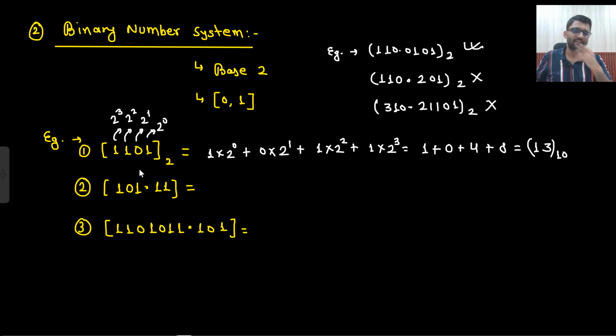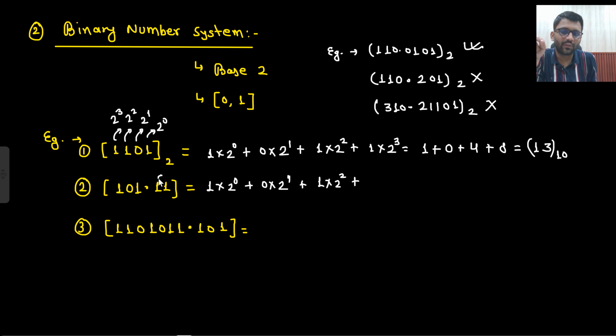It will look like this. Are you getting this point? 13 in decimal will look like this in binary. 2 to the power 0, 2 to the power 1, 2 to the power 2, 2 to the power 3. So 1 into 2 to the power 0, 1 plus 0 plus 4 plus 8, so that is 13. What about this one? How will it look? 1 into 2 to the power 0 plus 0 into 2 to the power 1 plus 1 into 2 to the power 2 plus, what will be the place value of this one? Can you tell me? The place value of this will be 2 to the power minus 1 and this would be 2 to the power minus 2.